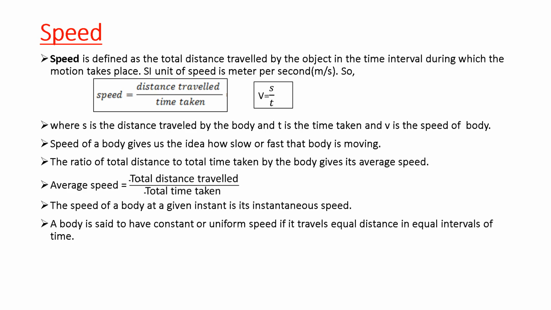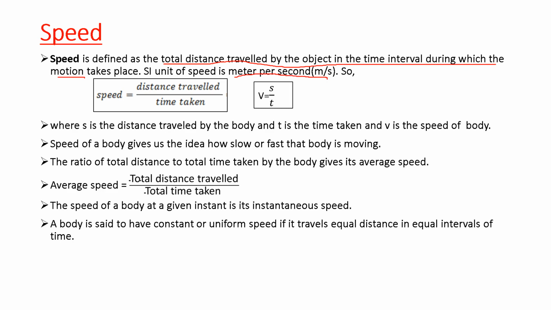Now let us say what is speed. The definition of speed is the total distance traveled by an object in the time interval during which the motion takes place. Okay, and the SI unit of speed is meter per second, that can be written as m/s.